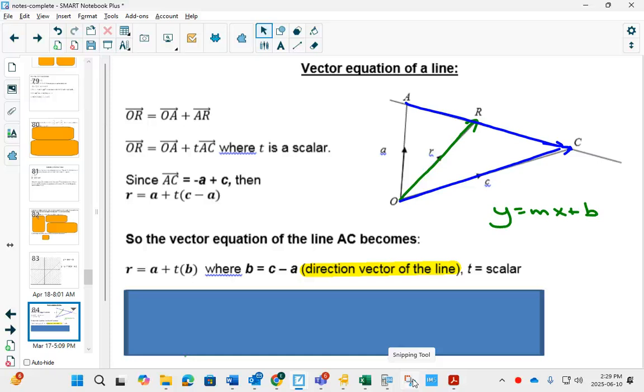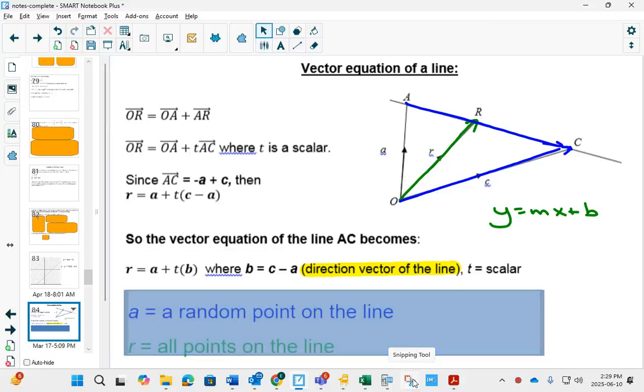If you have a point on the line, 2 dimensions or 3 dimensions, and you know the direction the line is going, you can find any other point or any other position vector on that line by getting to the line and then going in the direction of any multiple of that direction vector. And it comes out to look like this.